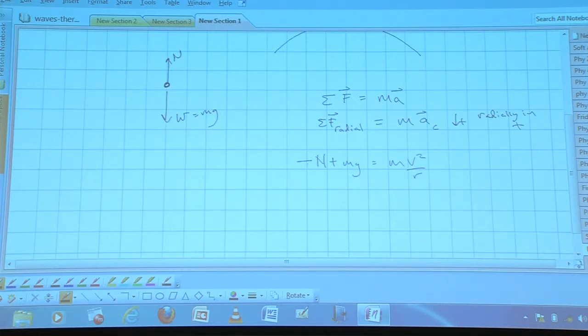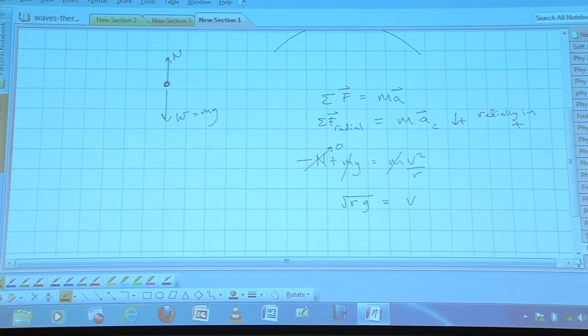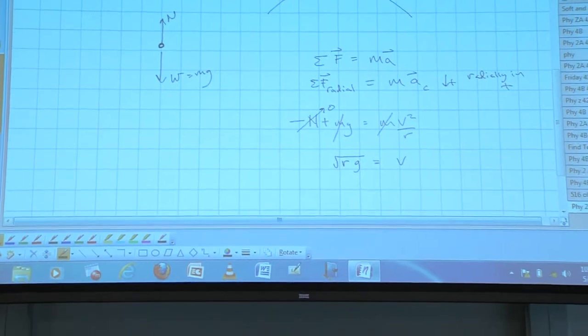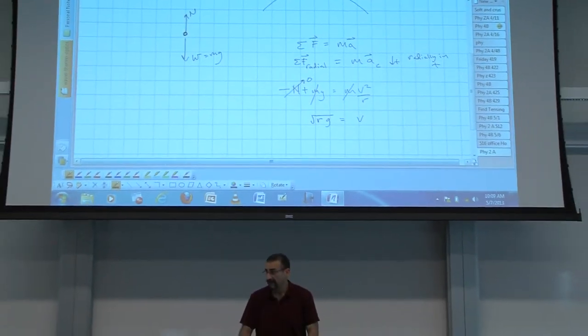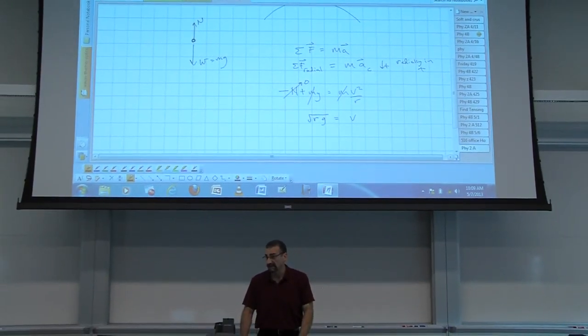Okay, now we want to know when the normal force goes to zero. And we say the velocity is the square root of rg. So that gives us the velocity. It doesn't matter how massive the car is, that gives us the velocity. It depends on the radius of curvature and the force of gravity, the acceleration of gravity, I should say.